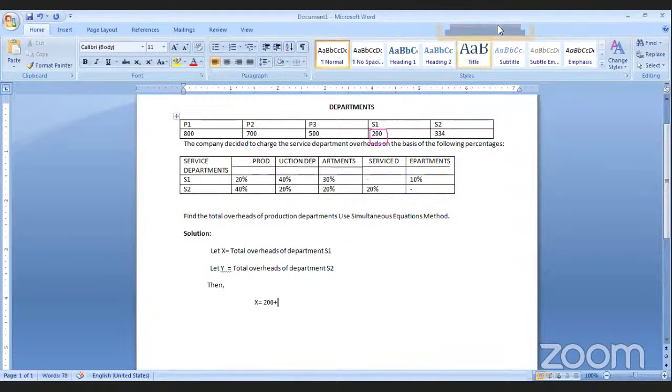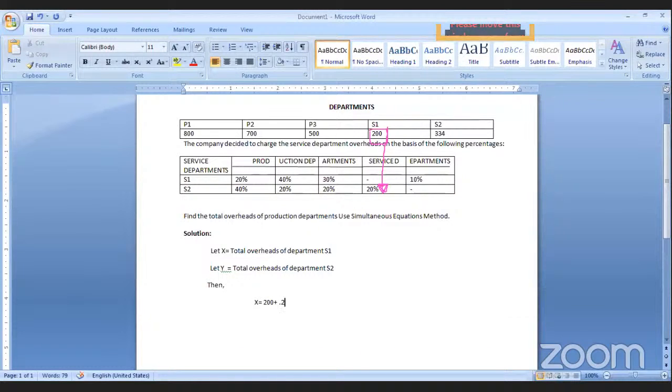Then versus service department, what is the percentage they gave? S1, 20%. S1, 20% is given. 20% means here we have to write 20 by 100. 20 divided by 100, percentage means per 100. So 20 divided by 100 will give us 0.2.